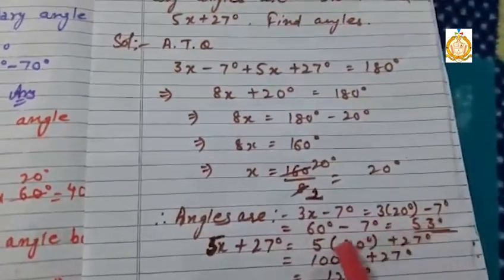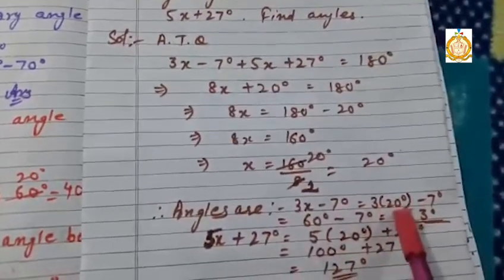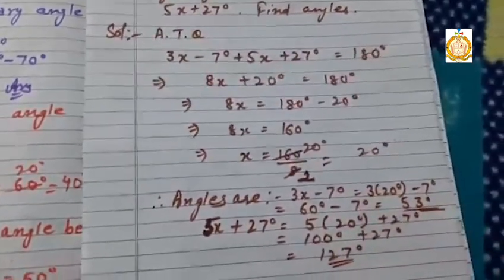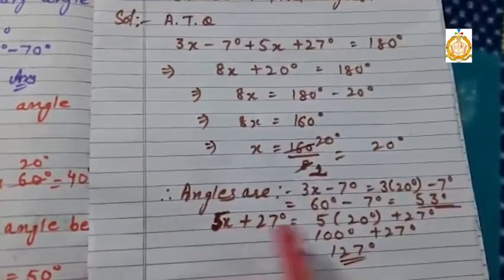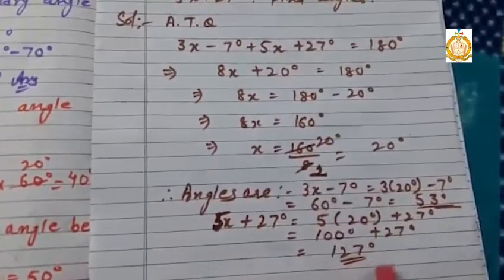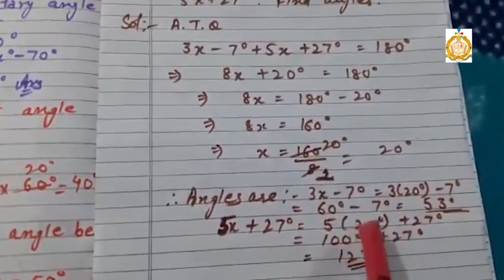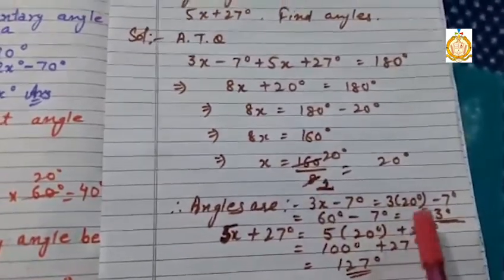Here after solving and putting the value of x, you will get 53 degree. Again putting the value of x in the other angle and solving it, you would get 120 degree. According to BODMAS, firstly you have to multiply and then add or subtract.